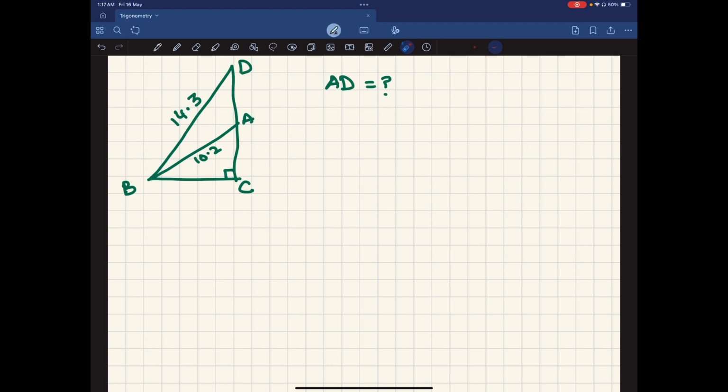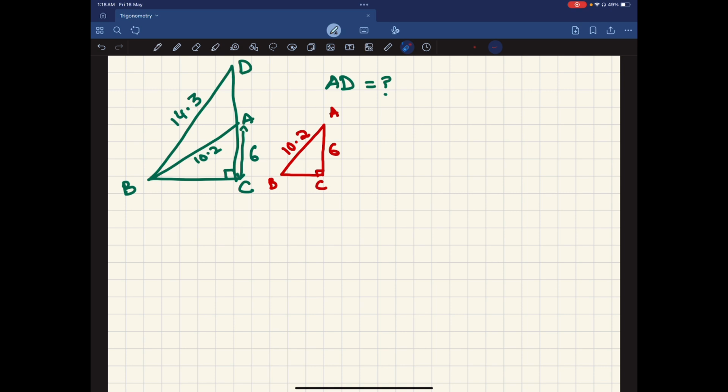So let's see. We have 14.3. There's another piece of information given. This is AC is 6 centimeters. So let's first focus on the triangle ABC. It is a right angle triangle. AC is 6, AB is 10.2, so we can apply Pythagoras. Let's draw this triangle separately outside so you have no confusions. This is A, B, and C. AC is 6, AB is 10.2, and we need to find BC first.